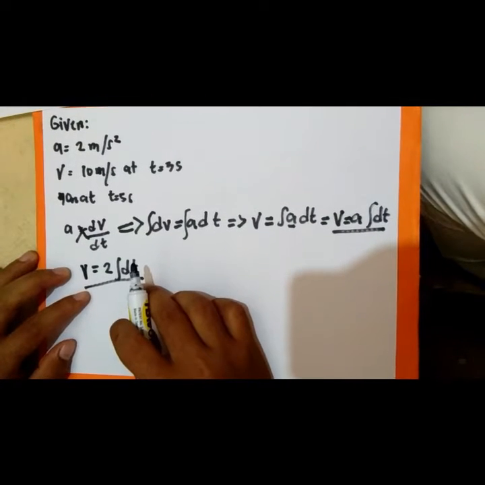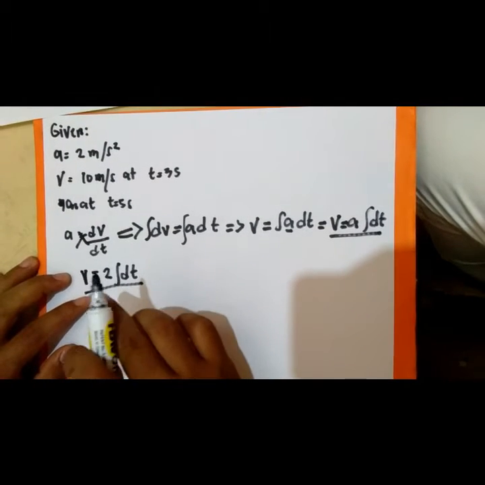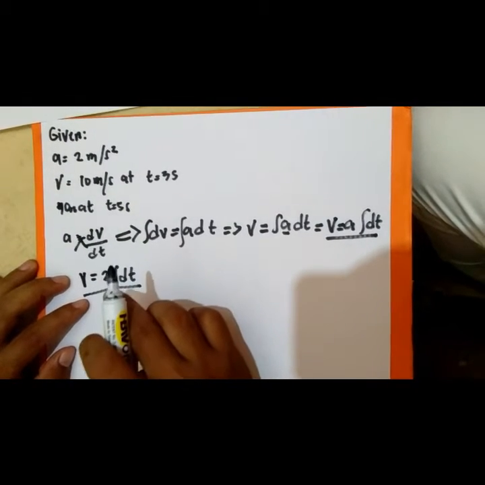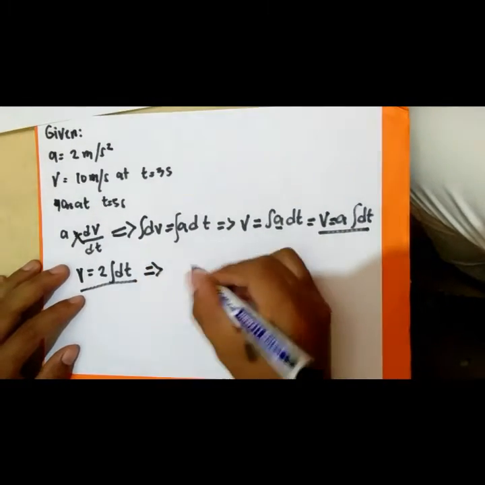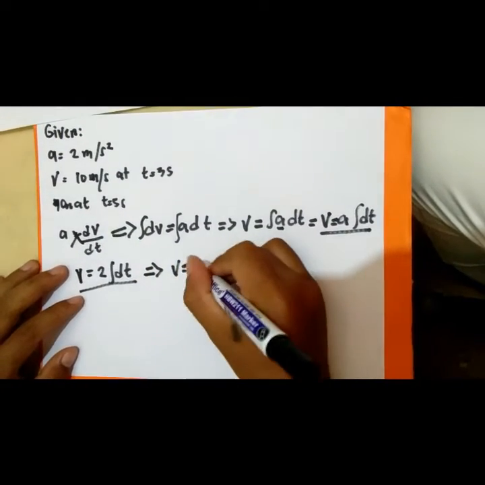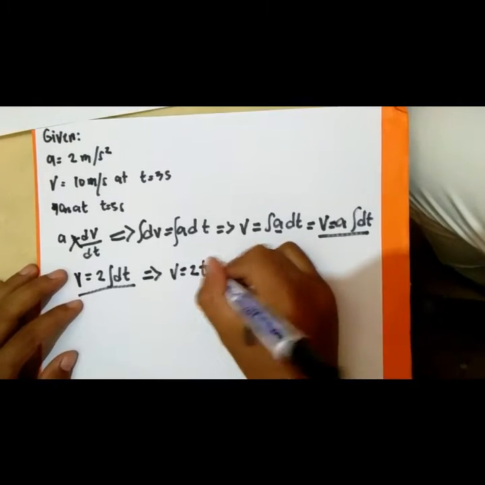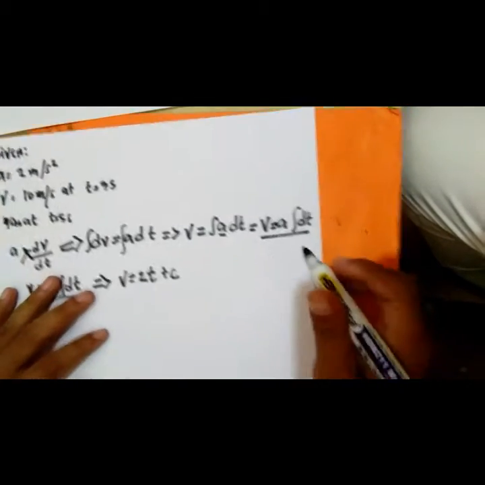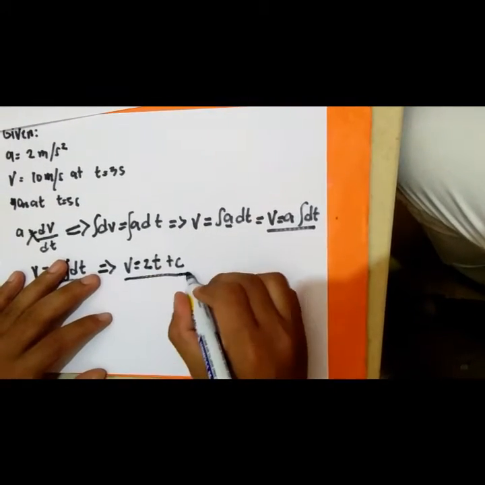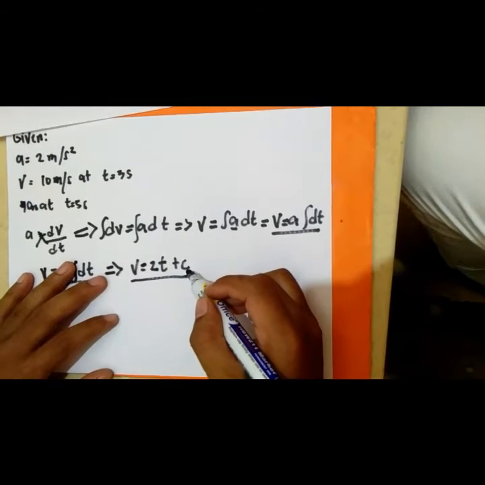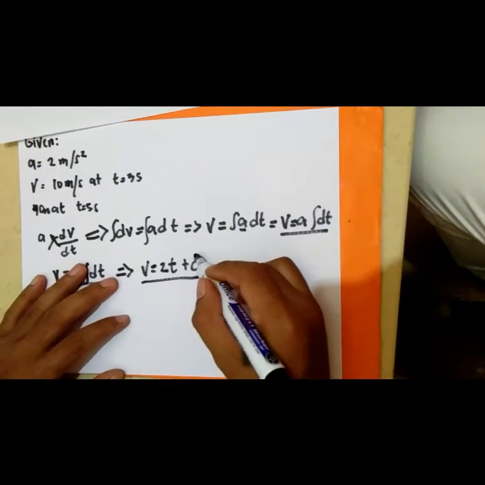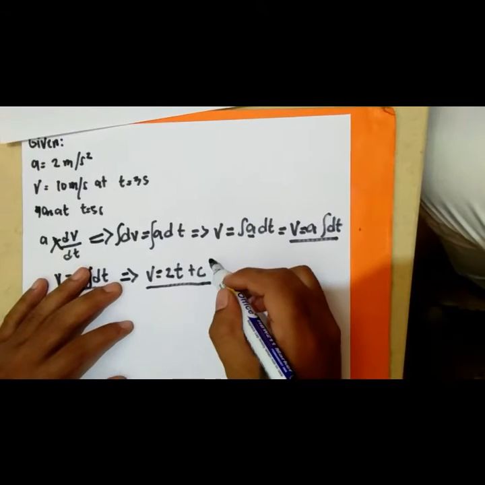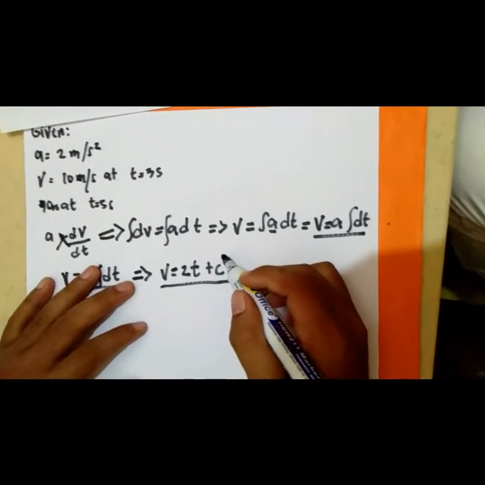Now, the integral of dt is equal to t plus c, because there is no exponent on the t. So we will now get v equals 2t plus c. Now we have the equation of velocity, but we still don't know the value of c, the constant of integration.